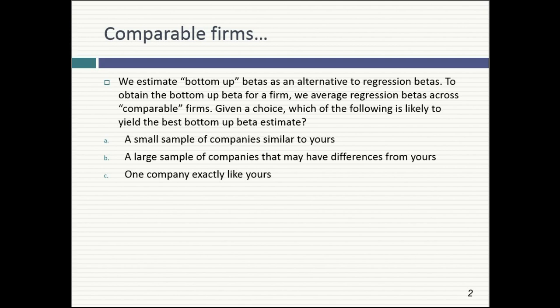It's really a statistical question, right? That's basically what it is. So what would you rather have? One company, 5 companies just like yours, or 50 companies that are very different? How many would go for one company just like yours? Okay. In which case, what have you done? You replace one regression beta with another regression beta. So you'll have exactly the same issues. So one company will not do it.